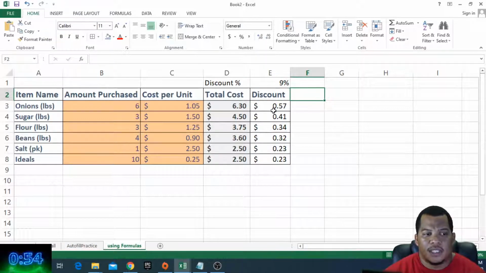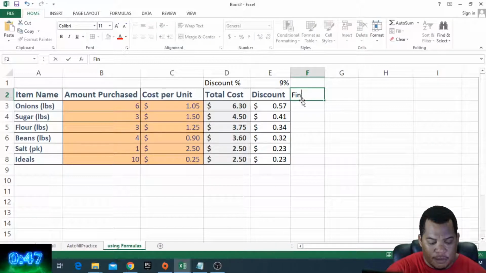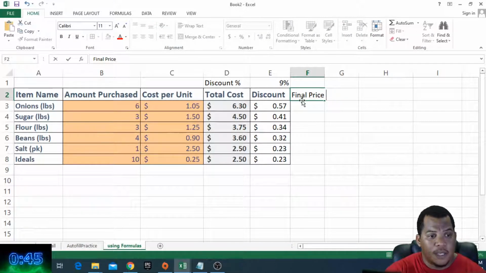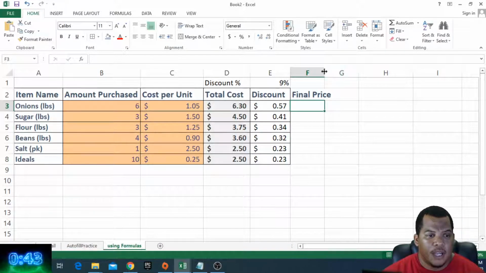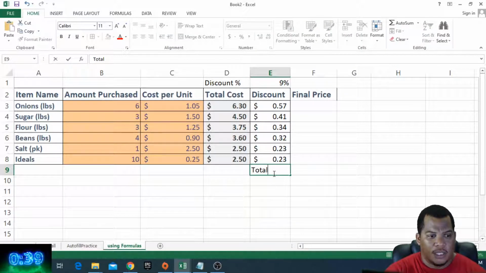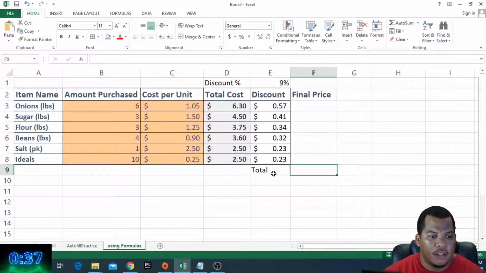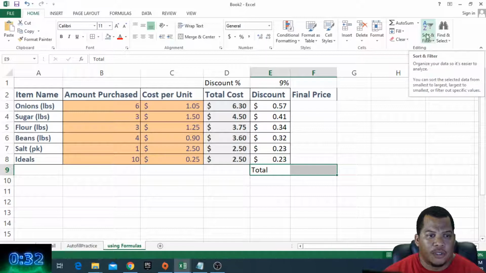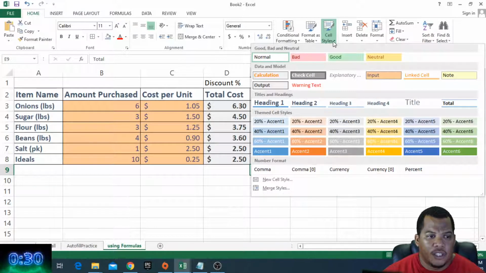Now, this is not completed. This is the discount on each item. So I want you to go ahead and find out what the final price will be for each item. And also, I want you to find a total at the bottom here for the entire price, so the person can know what they're being charged, right?